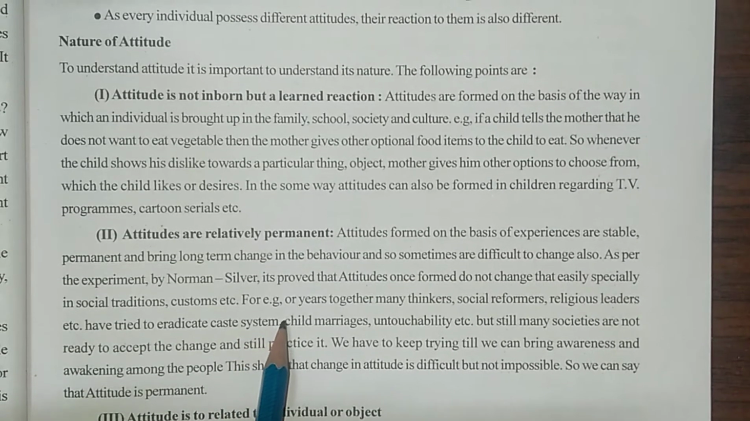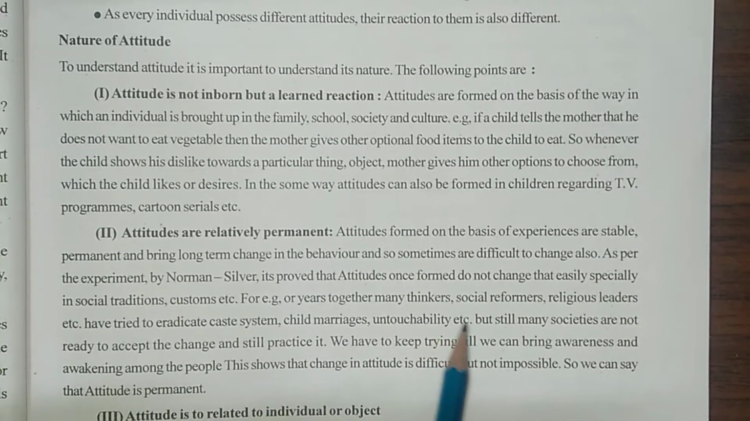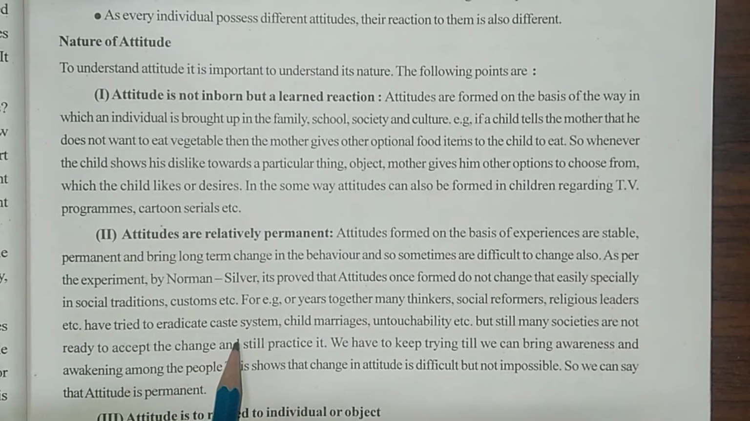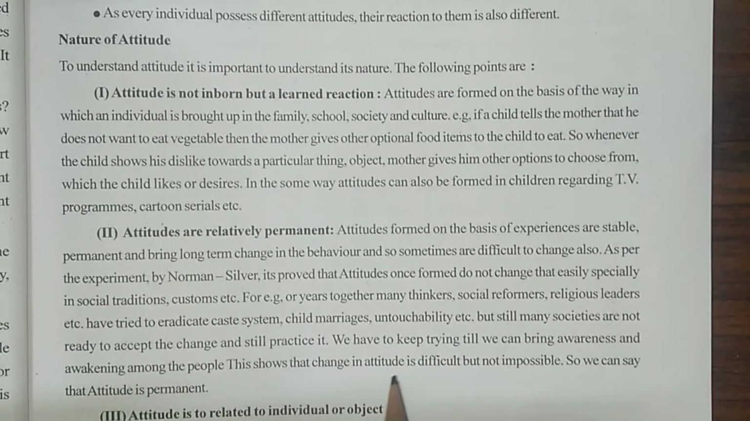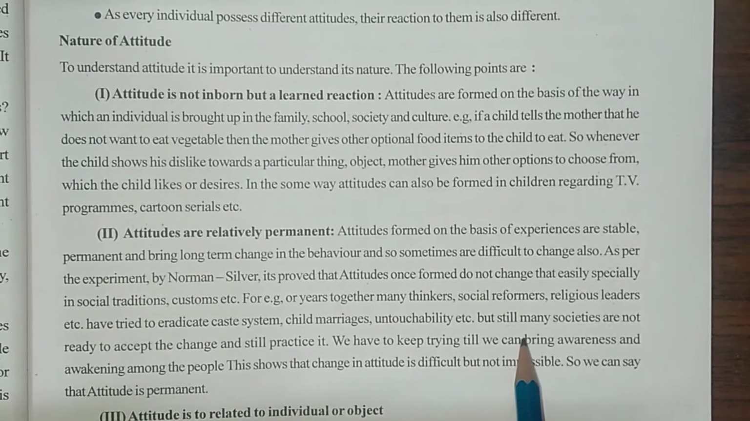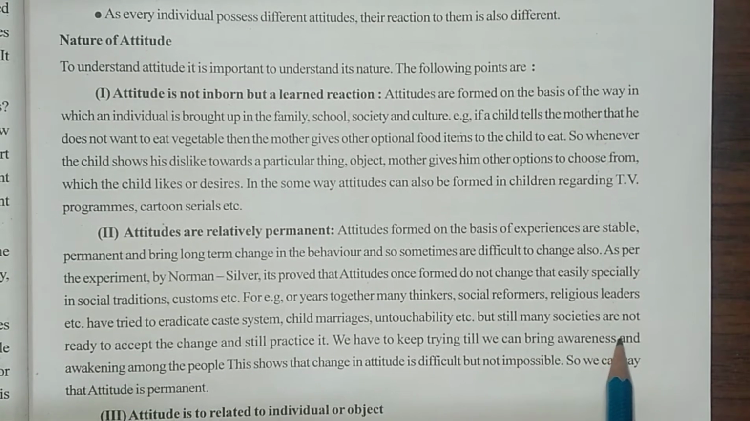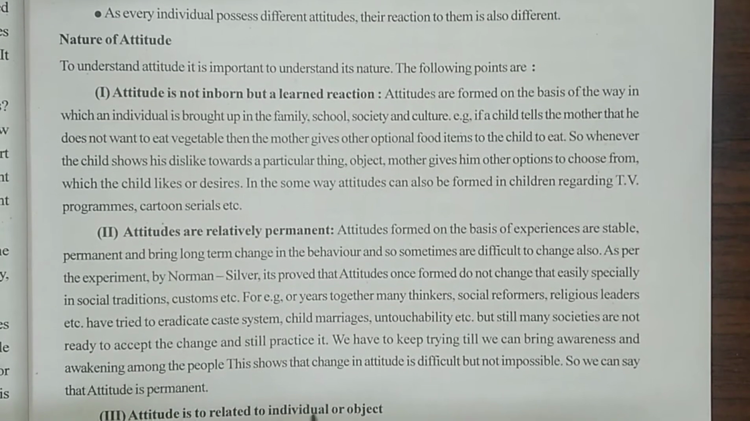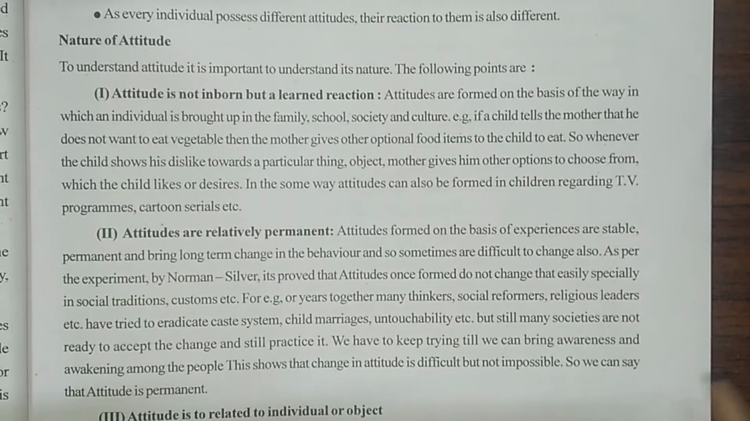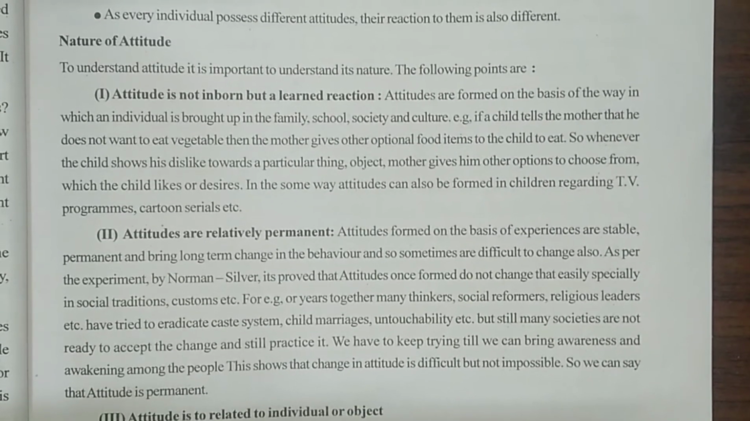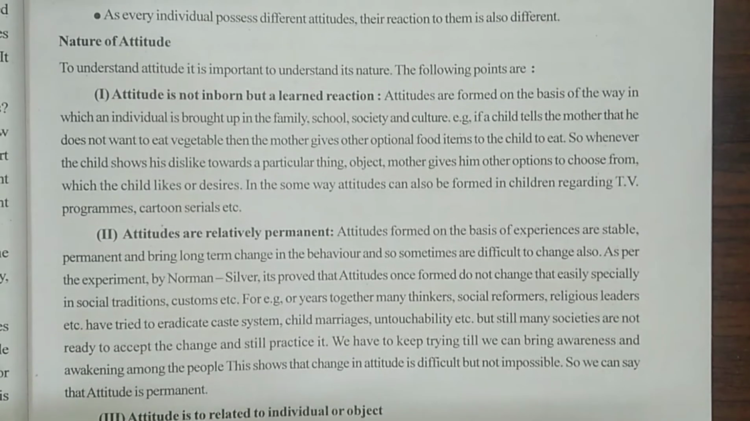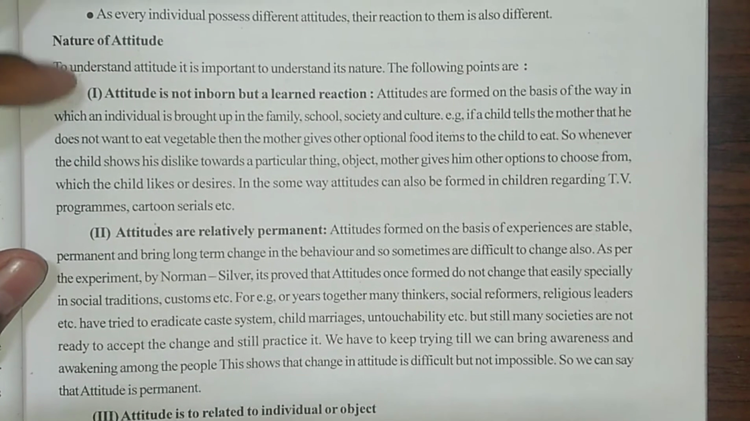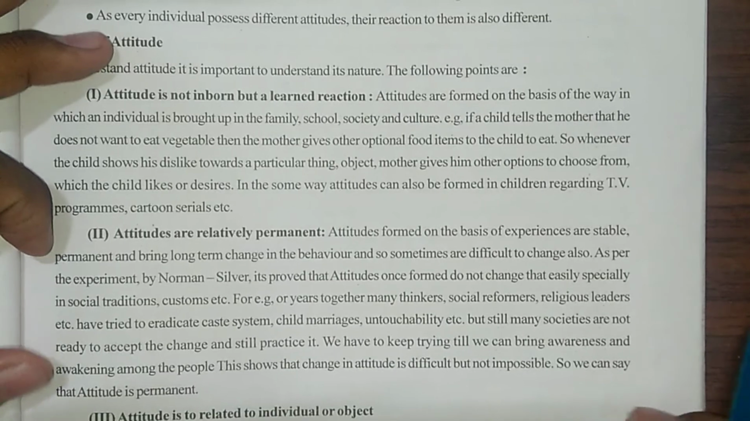For example, over the years many thinkers, social reformers, religious leaders, etc. have tried to eradicate the caste system, child marriages, untouchability, etc. But still many societies are not ready to accept the change and still practice it. We have to keep trying till we can bring awareness and awakening among the people. This shows that change in attitude is difficult but not impossible. So we can say that attitude is relatively permanent.